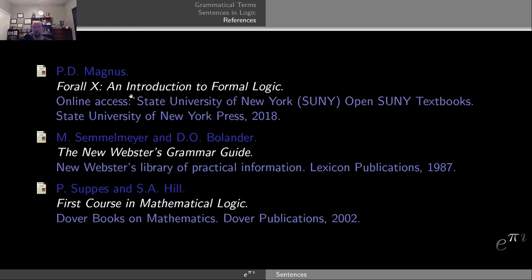We have Magnus's For All X, we have Semmelmayer and Bolander's New Webster's Grammar Guide, we also have Suppes and Hill's first course in mathematical logic. Please feel free to look up any of these books and see what you think of them.